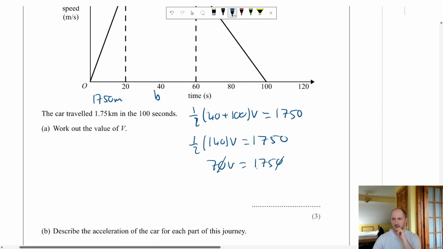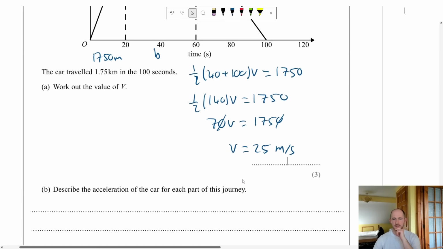Divide both sides by 10. Okay. 7 goes into 175. So 20 times makes it 140, plus 35, so plus 5 more times, so it's 25. Or you can use good old-fashioned bus stop method. But yeah, 25 meters per second.